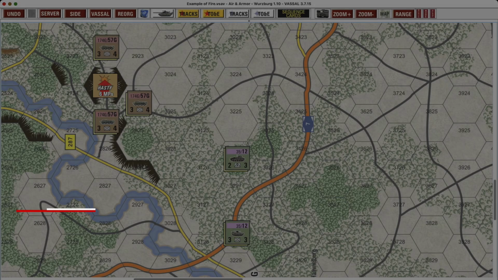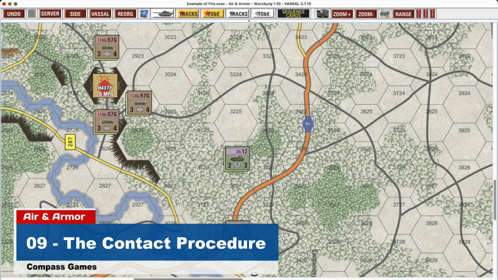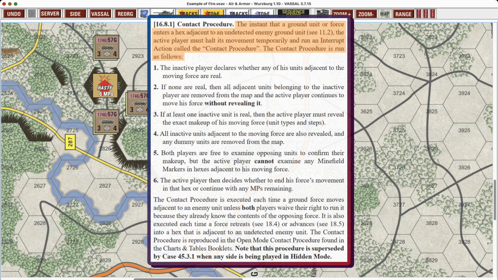This clip examines the contact procedure. The contact procedure is run every time a friendly unit comes in contact with an enemy unit in an adjacent hex. This could occur because the friendly unit moves next to that enemy unit, or because the enemy unit moves next to that friendly unit.